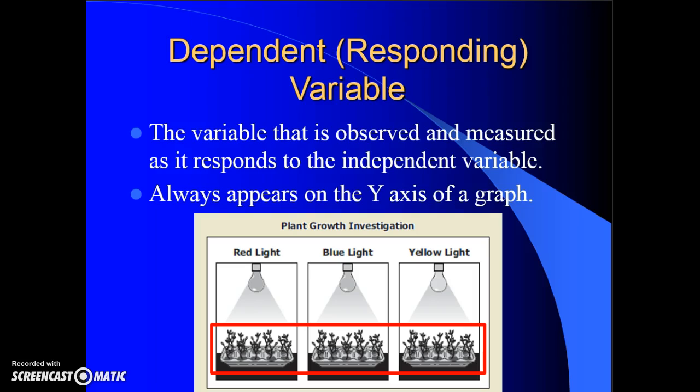The dependent or the responding variable is the variable that is observed and measured as it responds to the independent variable. In this case, it is the growth of the plants in response to the color of the light. And when you graph this kind of data, you should always put the dependent variable numbers on the y-axis.